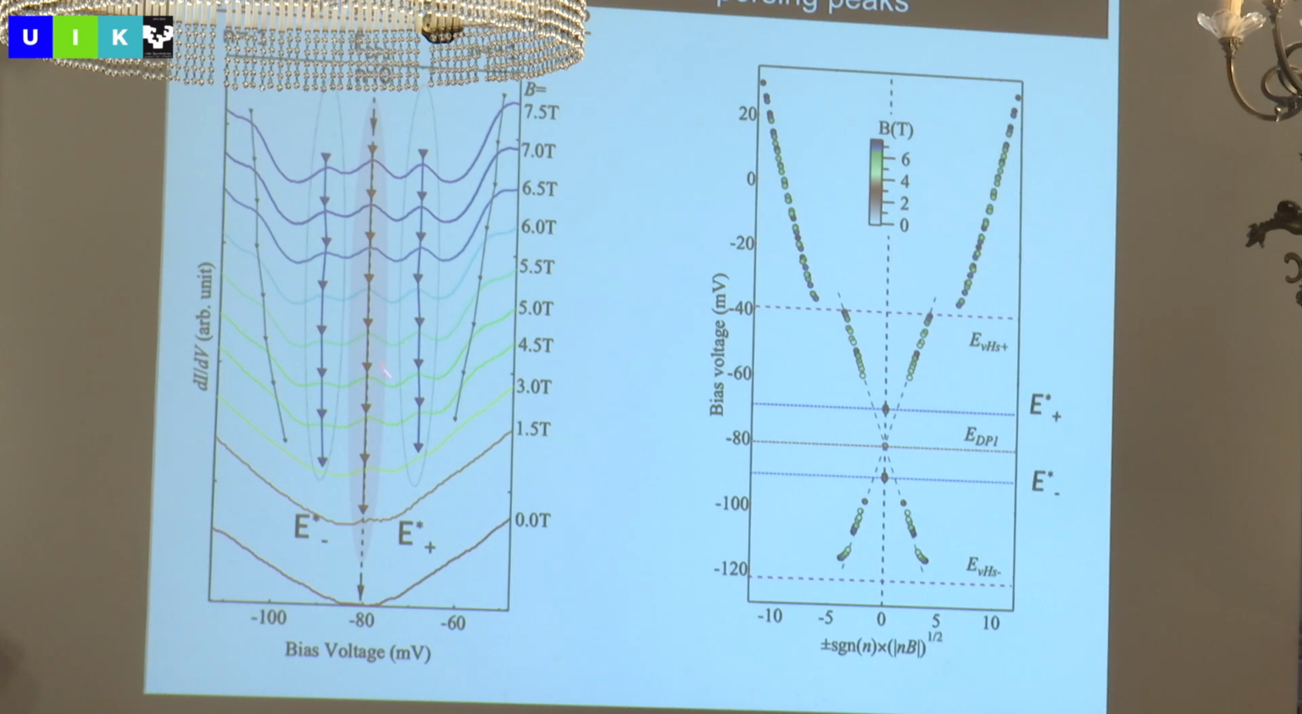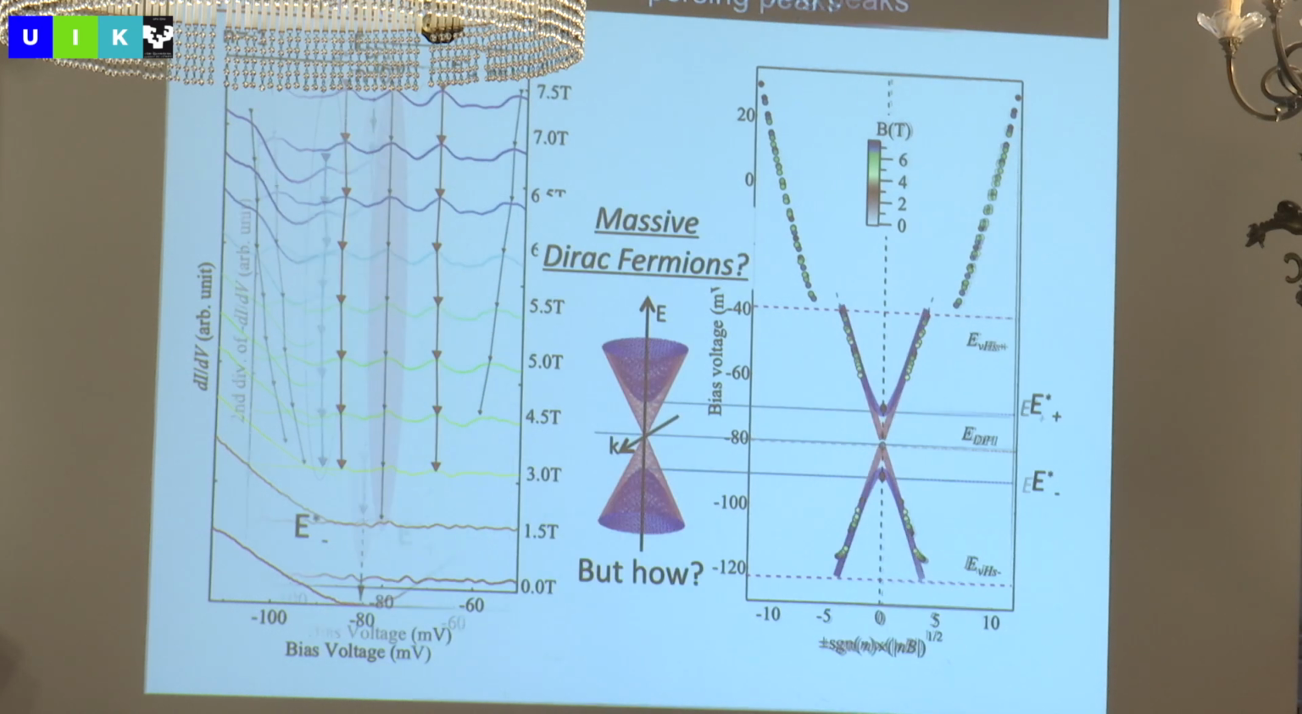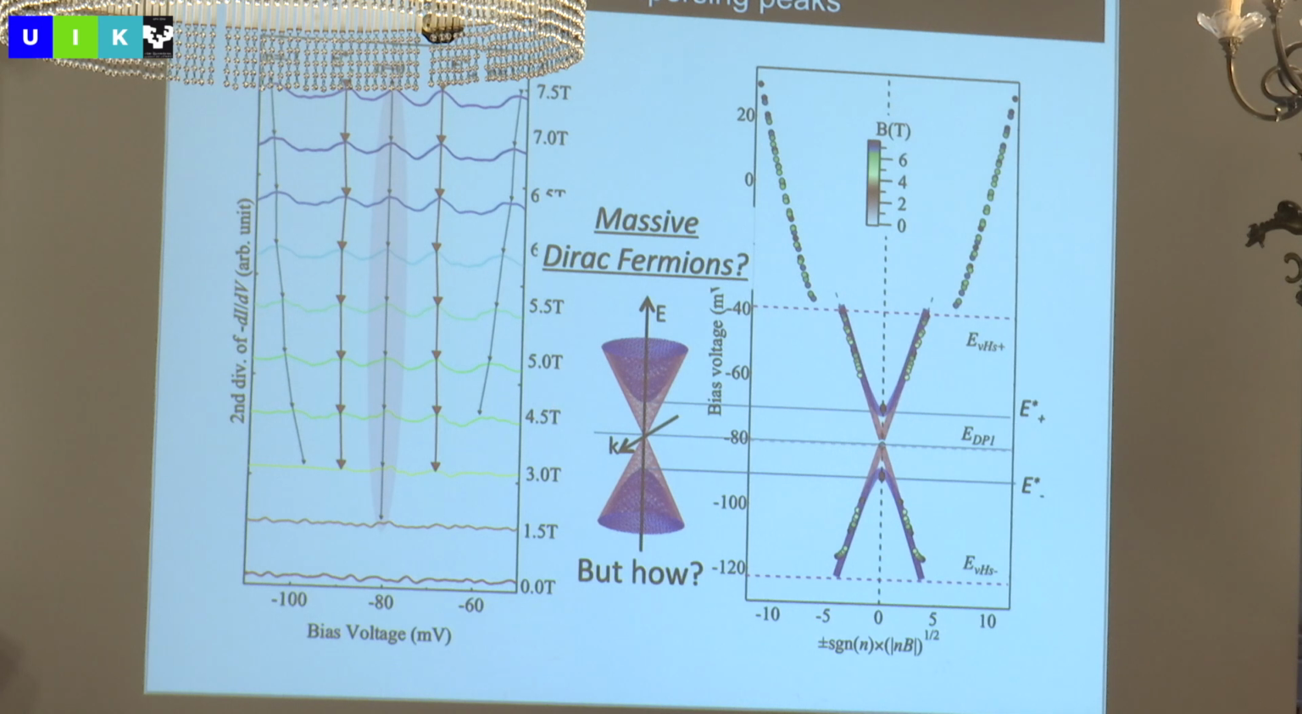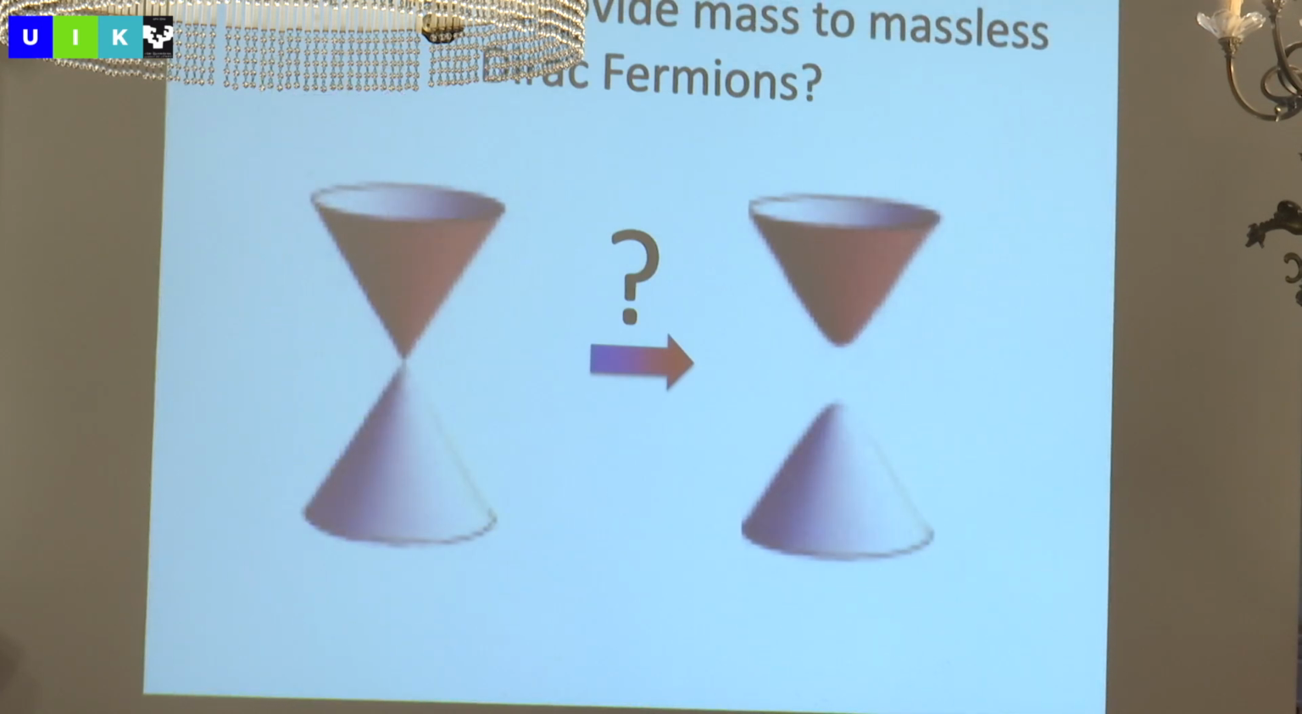The answer is that in order to get these peaks, you have to give a mass to the Dirac electrons. So the question is, how do you provide a mass to these Dirac electrons? And the way you do it in this system is by breaking mirror symmetry.